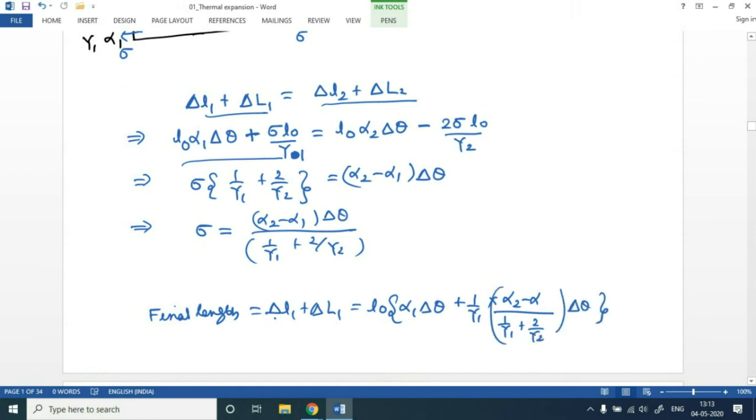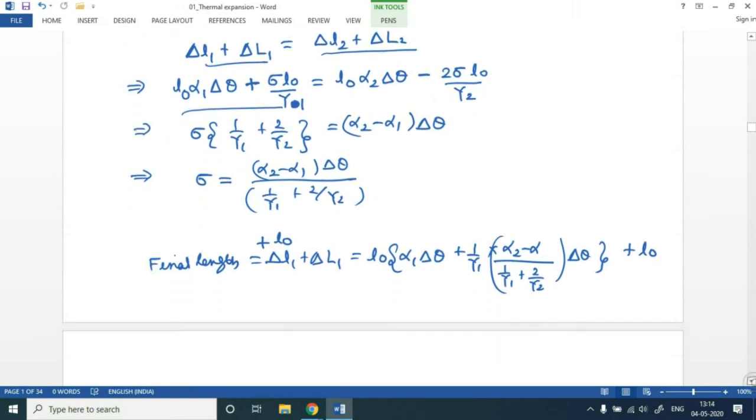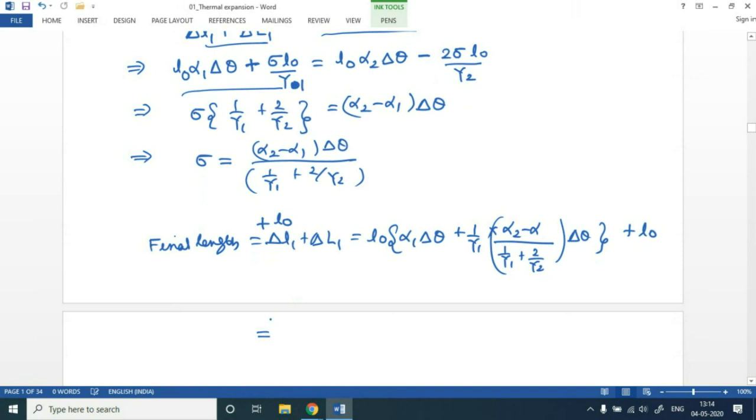And this is the elongation. So the initial length was equal to L naught, so plus L naught you must also add. Solving this, L naught and delta theta we can take common from the first term, and finally you will be getting 2 alpha 1 y1 plus alpha 2 y2 upon y2 plus 2y1 over here, and obviously plus L naught at the last. So this would be the final length. So this was one of the important questions.